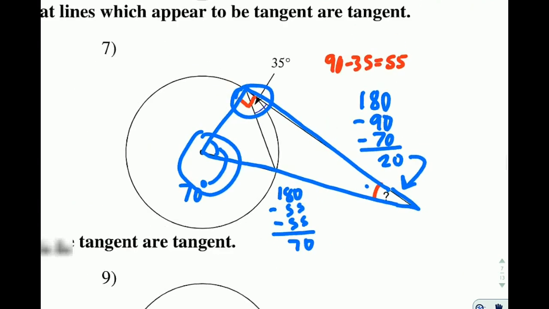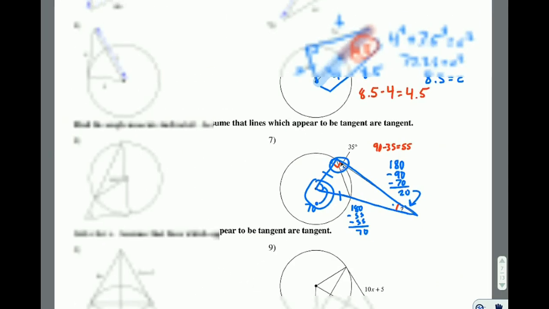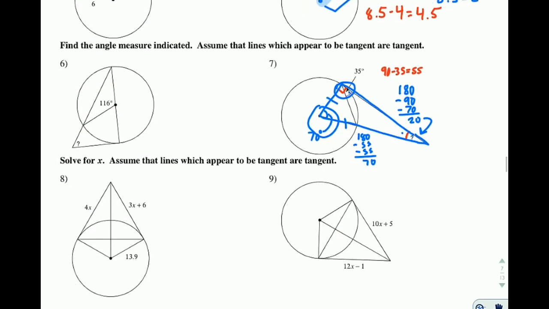So this is quite a few steps involved in this problem. I had to use the little piece they gave me, I had to know about the right angle, I had to use the fact this is an isosceles triangle formed by the radii, calculate that 70-degree angle, and then finally get to the 20. So a lot of steps involved in some of these angle ones.